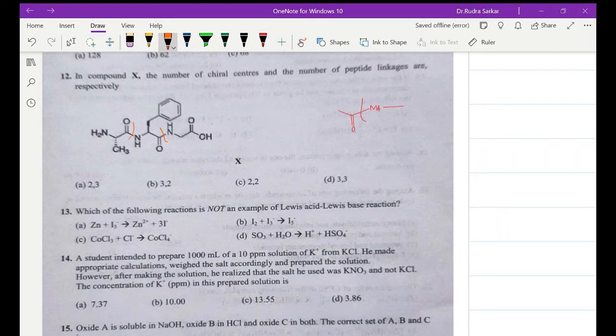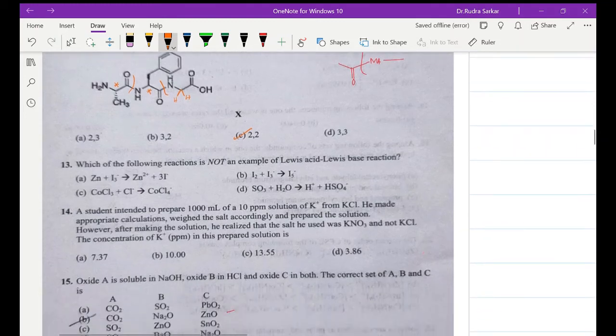When we consider chiral centers, then this is one chiral center. Okay, this is also another chiral center. This one is having 2 hydrogens, so it is not a chiral center. So obviously we will say the number of peptide linkages are going to be 2, and the number of chiral centers are going to be 2. So obviously option C is the correct answer.